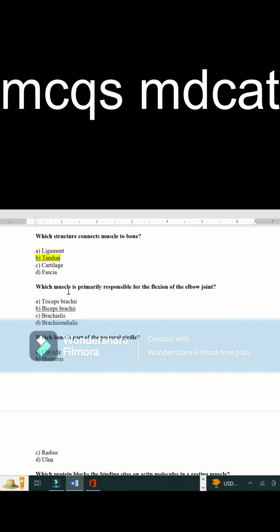The next MCQ is which muscle is primarily responsible for the flexion of the elbow joint? A. Triceps brachii, B. Biceps brachii, C. Brachialis. And the correct option is B.